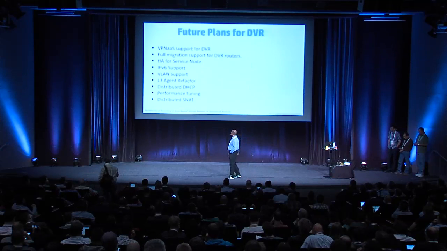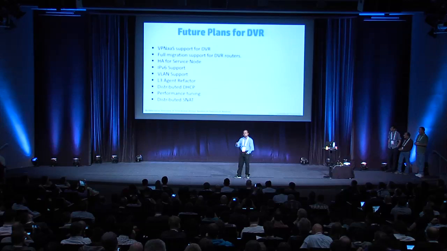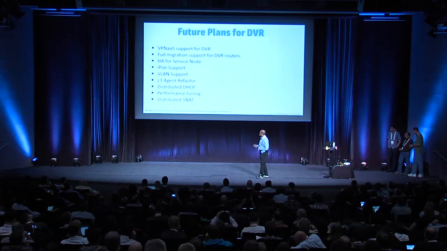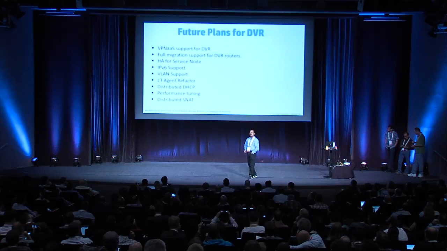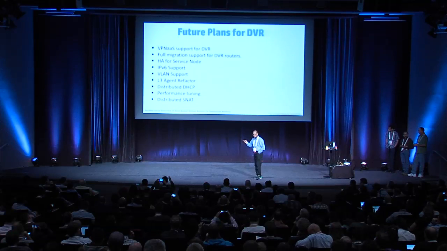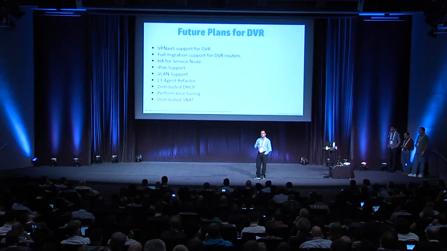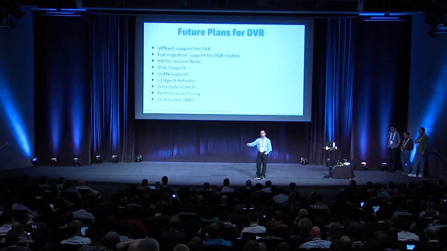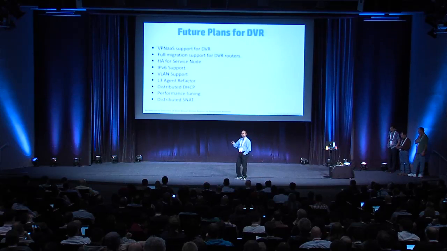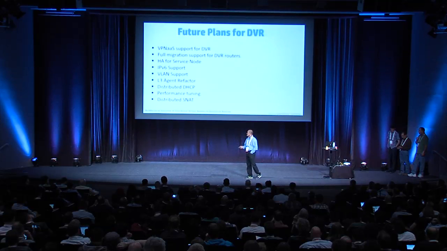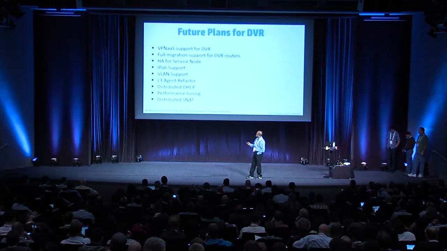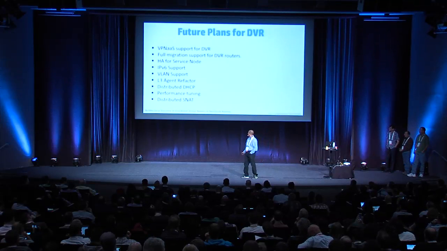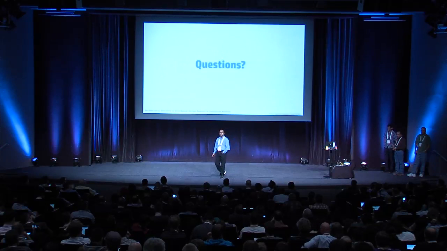And then the future plans, as I mentioned earlier, we do have plans to support VPN. We have a patch out there for review, and then full migration support for DVR routers. We have HA for the service node, so we are planning to work with the HA team to support the DVR migration. This is applicable only for the SNAT namespace, since the SNAT namespace resides in the service node, so we are going to do the HA for the SNAT namespace. And then again, IPv6 support, VLAN support, L3 agent refactor, distributed DHCP, performance tuning, and then probably distributed SNAT in the future. I hope you guys enjoyed the session. Any questions? Thank you.